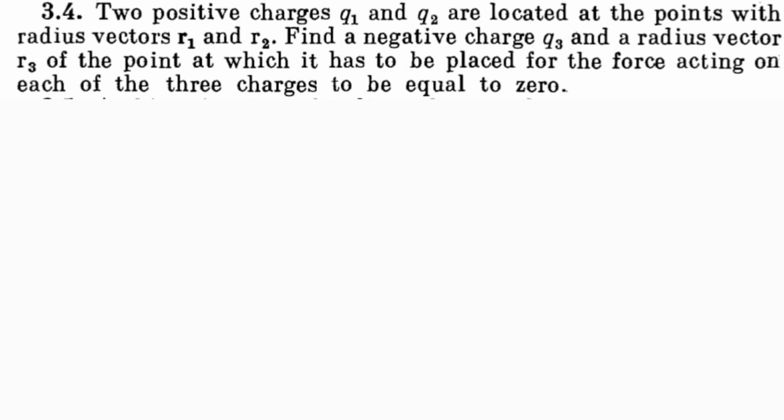So we are dealing with the fourth problem in this series, and the fourth problem is stating: two positive charges q1 and q2 are located at the points with radius vectors r1 and r2. Find a negative charge q3 and a radius vector r3 of the point at which it has to be placed for the force acting on each of the three charges to be equal to 0. So what is important for this problem is that we need to understand that all the three charges are in equilibrium, and we are provided with the position of the two charges. So this is problem number 3.4.